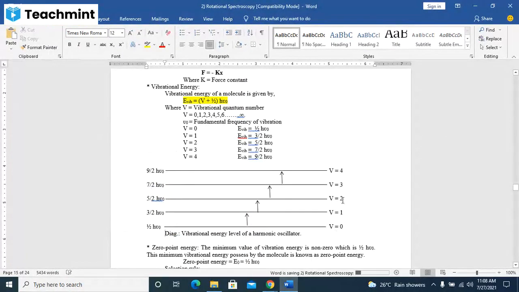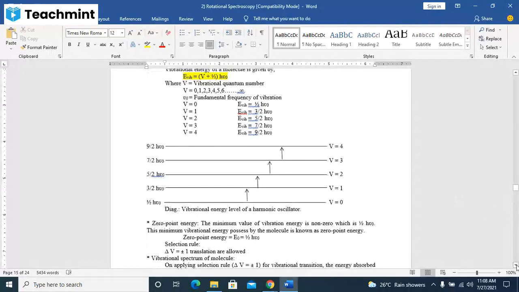v is equal to 0, v is equal to 1, v is equal to 2, v is equal to 3, v is equal to 4. You can see the transition from 0 to 1 is allowed, 1 to 2 is allowed, 2 to 3 is allowed, 3 to 4 is allowed, because it depends upon the selection rule that we will see. Delta v is equal to plus or minus 1 transitions are allowed only.